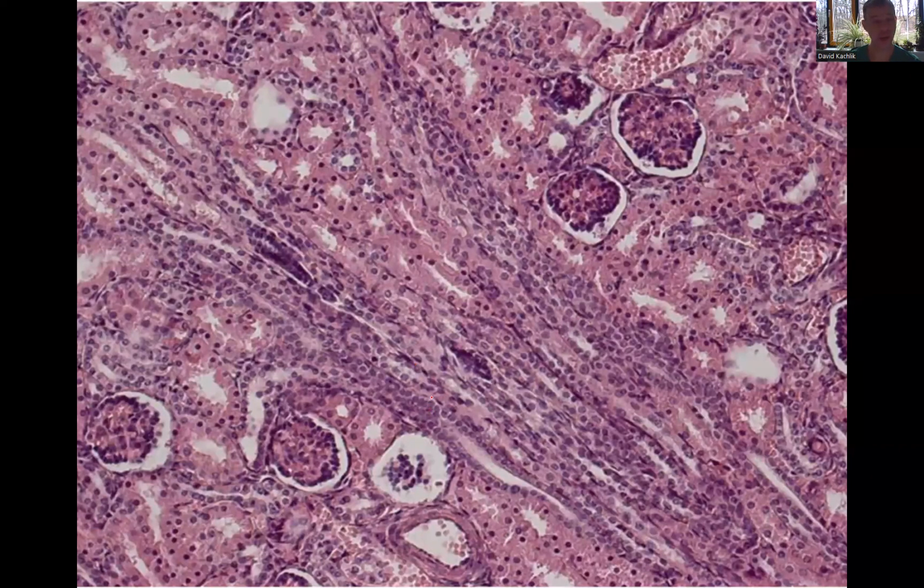The histological slide shows you the longitudinal section of the collecting tubules. So this is a medullary ray, and here we can see a glomerulus, and close to the glomerulus a vessel and arteriole.